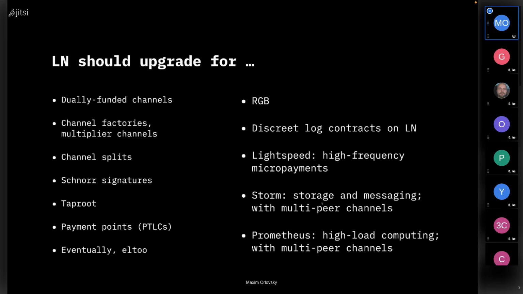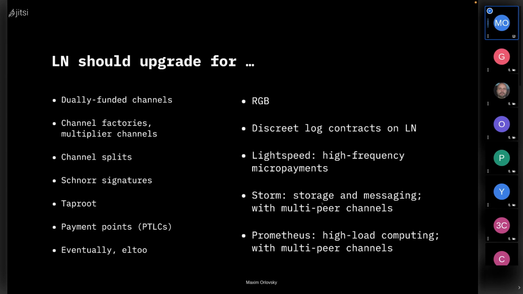This slide I was showing at the Lightning conference 2 years ago already, and this exact same form of the slide remains actual, with only one exclusion. The first point, which is dually funded channels, has finally found its way into the Lightning Network 2 years after. All the rest, like channel factories, channel splits, short signatures, taproot, payment points, or other updates, are still pending, and they will probably be pending for many, many more years.